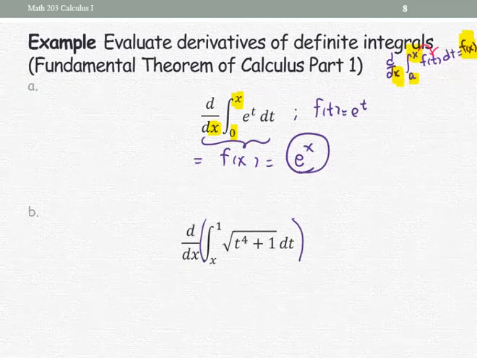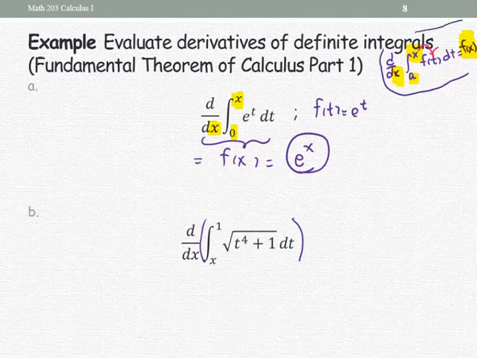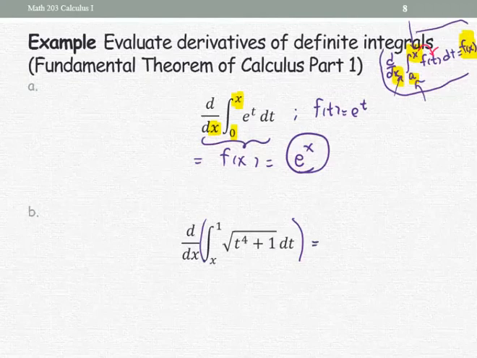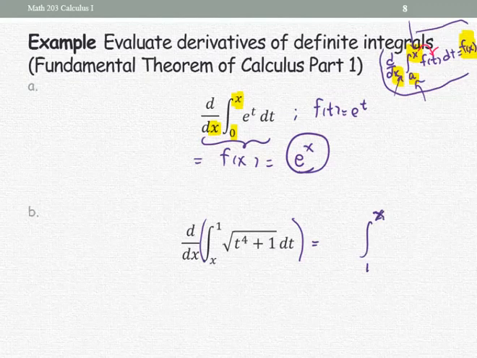For part B, we find the derivative of the definite integral from x to 1 of the square root of t to the fourth plus 1 with respect to t. For the fundamental theorem of calculus part 1, the lower limit must be the constant. The upper limit must be the same variable as the independent variable you find the derivative of. And for the part B problem, the positions of the lower limit and upper limit are not in the appropriate location. So we are going to rearrange it using the property, and this will become the integral from 1 to x instead. But when you swap the lower limit and upper limit, you're going to apply the negative sign to the definite integral.